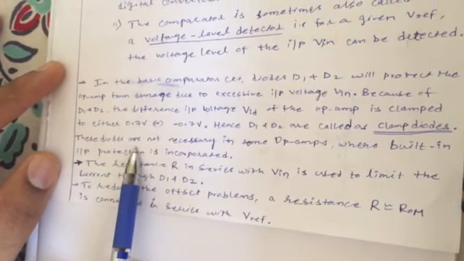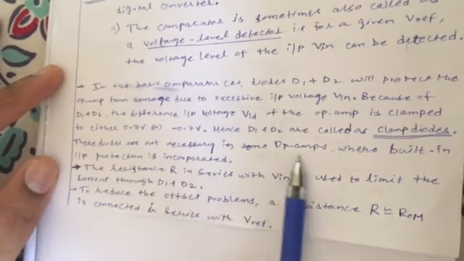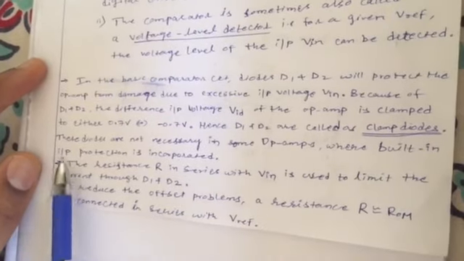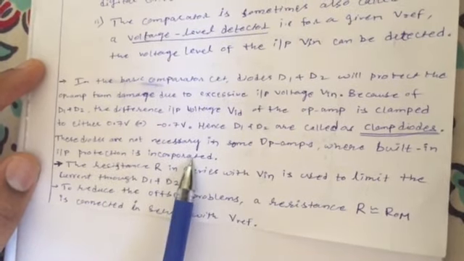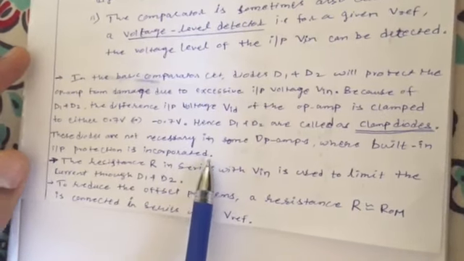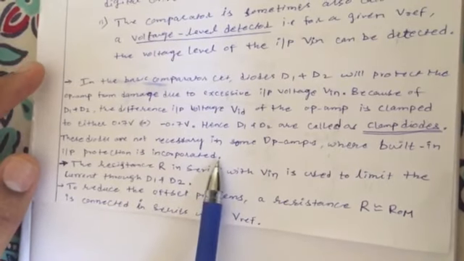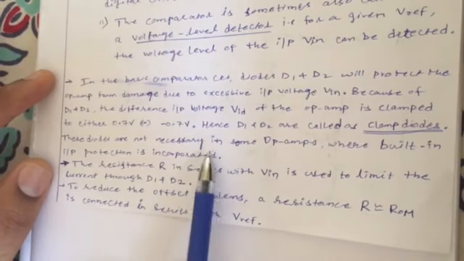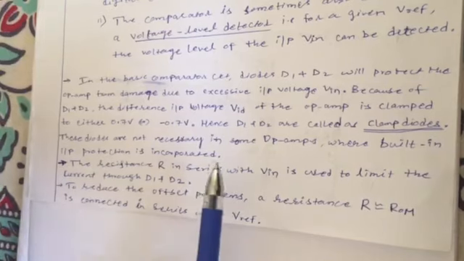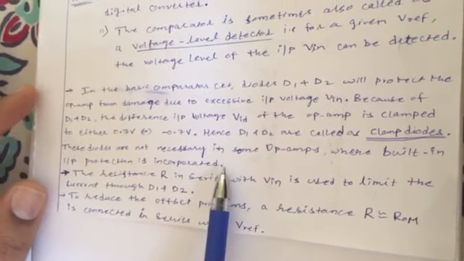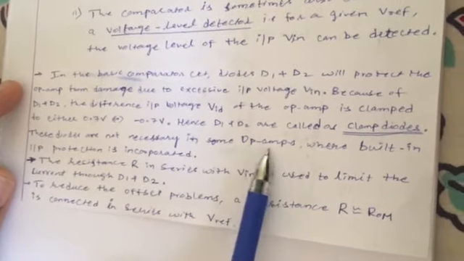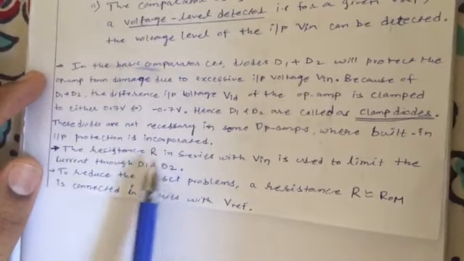These two diodes D1 and D2 are not necessary in some op-amps where built-in input protection is incorporated. Students, there are some special op-amps, due to advanced technology, where these two diodes are internally inbuilt. Hence, these two diodes are not necessary when any op-amp has inbuilt protection.